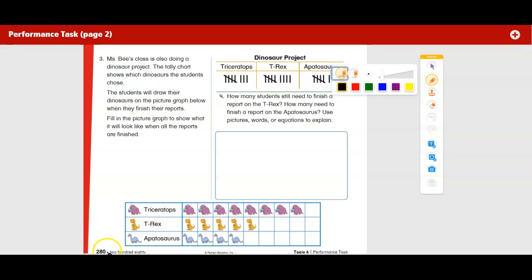For our next page, page 280, we have 2 problems to complete. Problem number 3 says Miss B's class is also doing a dinosaur project. The tally chart shows which dinosaurs the students chose. The students will draw their dinosaurs on the picture graph below when they finish their reports. Fill in the picture graph to show what it will look like when all the reports are finished.